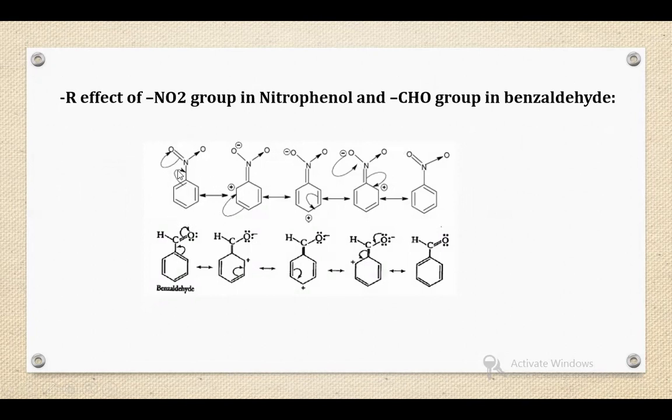Then the positive charge will be delocalizing, from the ortho positions to the para position, and from the para positions again, from the same attached group, and the first structure itself will get the same structure. So this is the minus R effect and the plus R effect. You need to notice properly and understand how the resonance effect takes place, whether it is the plus R or minus R effect.